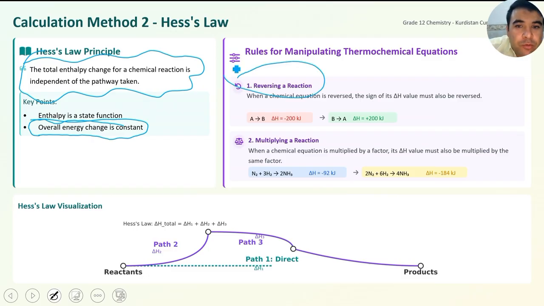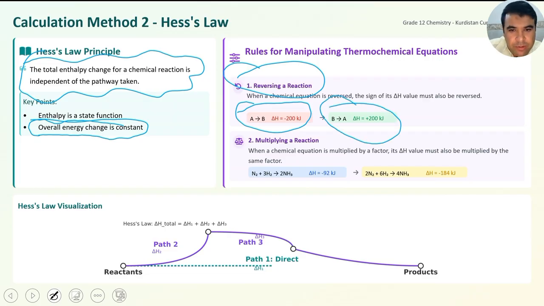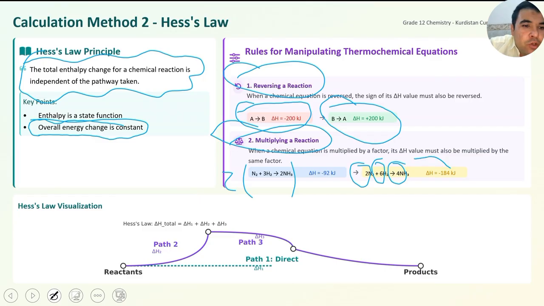Do not forget, when we talk about Hess's law, in addition of the steps, we should know that when we reverse a step, we should reverse its enthalpy. As this one, A goes to B is minus 200, but B goes to A, it becomes 200 positive. Or when we multiply or divide the reaction by a factor, we should multiply or divide the enthalpy by the same factor. As you can see here, we multiplied the reaction by 2. 2 multiplied by 1 equals 2, 2 multiplied by 3 is 6, 2 multiplied by 2 is 4, and then we should multiply the enthalpy by 2 as well. 92 multiplied by 2 is 184, minus 184.